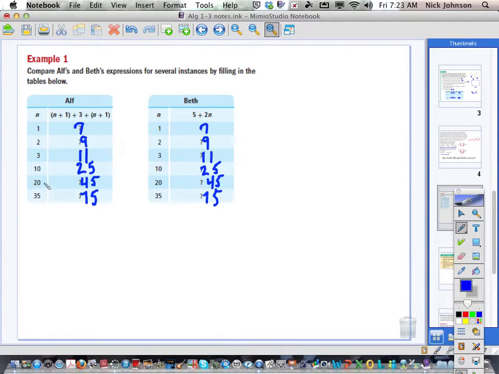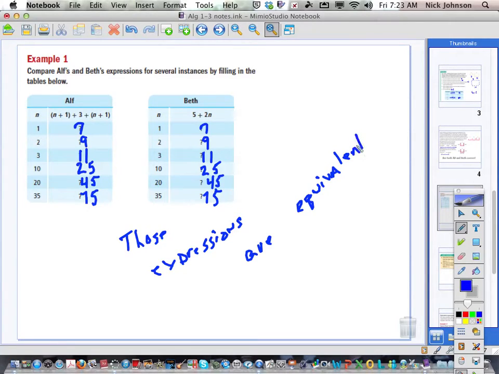So, for all these numbers that we put in for both of them, did they come out the same? Yes. We would say those expressions are equivalent. Because no matter what number I put in, I get out the same thing. Okay?